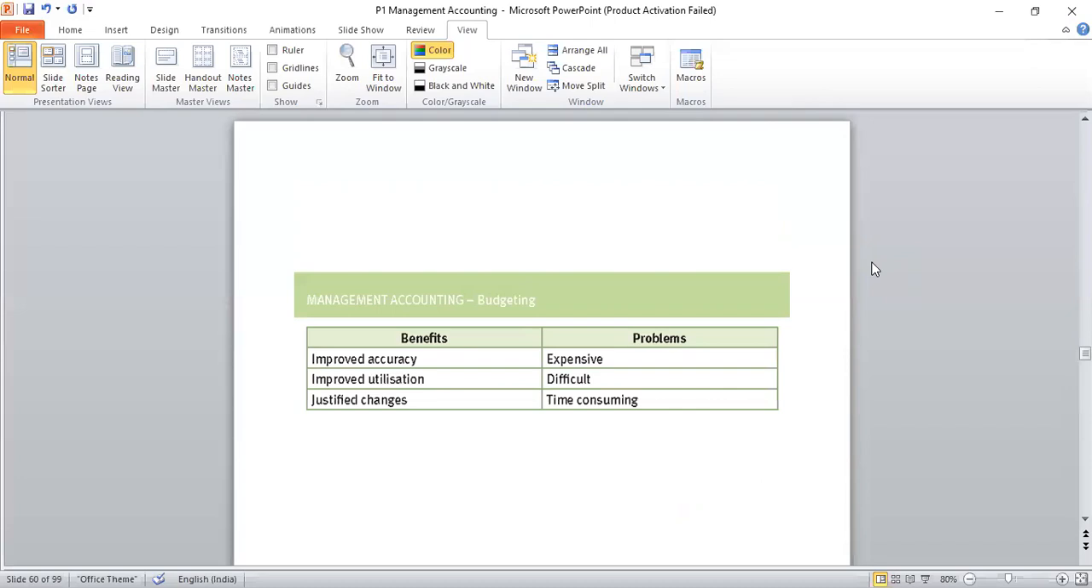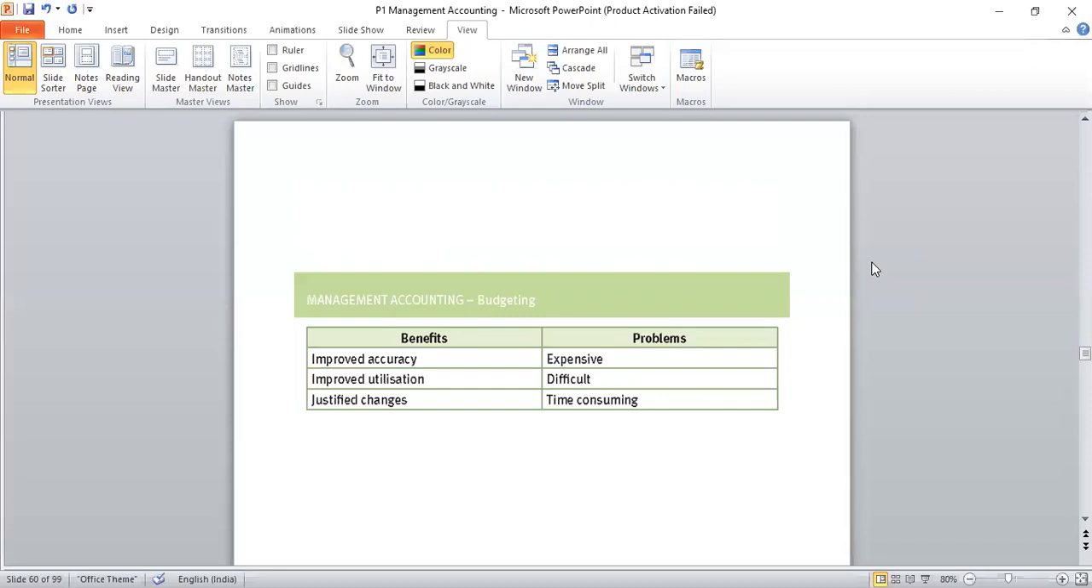The disadvantage is that it is time taking, because every time you have to be involved in analyzing and assessing what should be the amount. For that, the research which has to be taken up is all time consuming, costly. It is expensive, difficult, and time consuming. Those are the disadvantages of zero based budgeting.